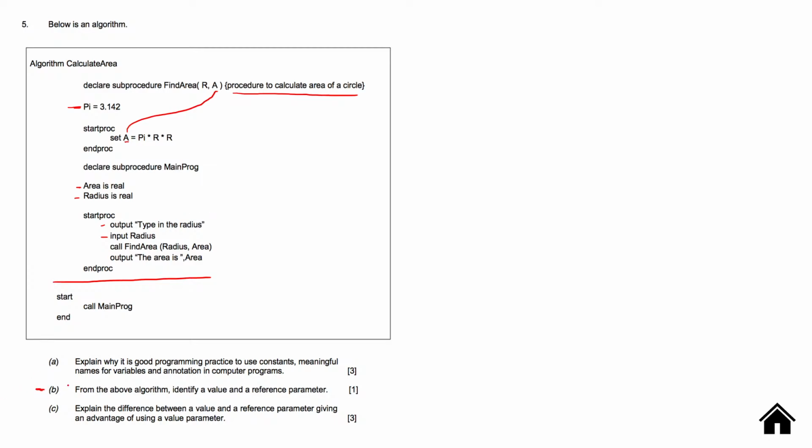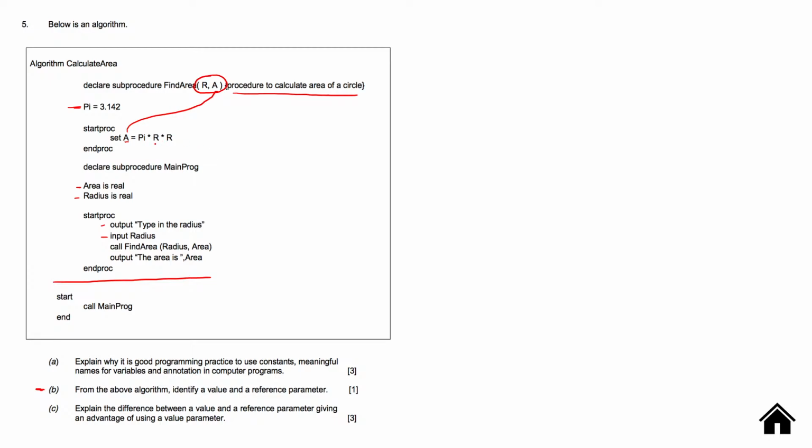From the above algorithm, identify a value and a reference parameter. Now you've only got two parameters to go at. There you go, R and A. They are your two parameters. So which one is going to be passed by value, which basically makes a copy, and which one is going to need to be passed by reference to actually change the data in the original location.